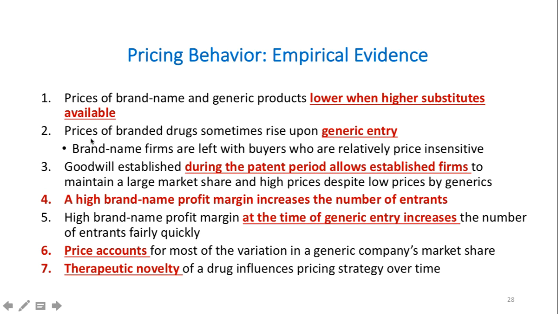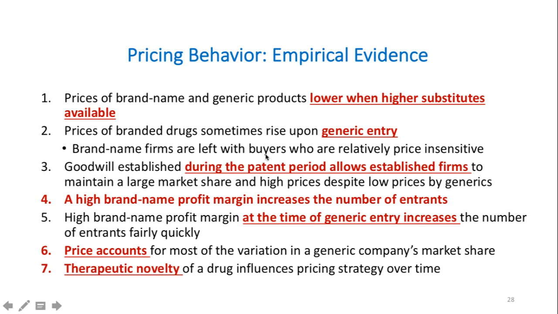The second piece of evidence says that the prices of branded drugs sometimes increase upon entry of the generic drugs. Actually it seems strange, but when you look at it, when the new generic drugs enter the market, the branded drug firms lose some of the market share to the generic entry. But those buyers left in the market are usually price insensitive. Those are the loyal buyers.